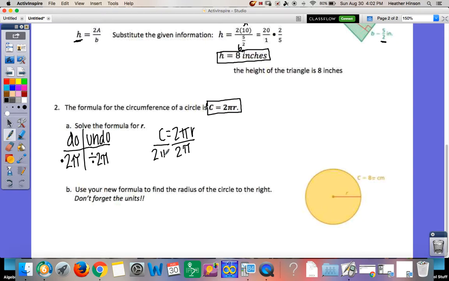And on the other side as well. So your 2 and your pi will cancel, leave you with r. And then again, we can't simplify letters, so we just have to write it over here. Just carry it over.